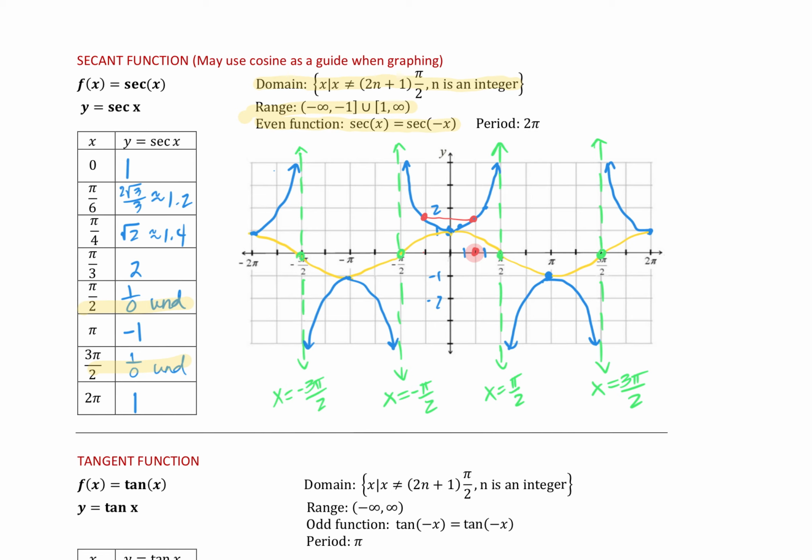The period is the exact same as the period of its reciprocal, which is cosine. The period is 2 pi. And then for 1 period, in this case, we typically just start from 0 and we go to 2 pi.